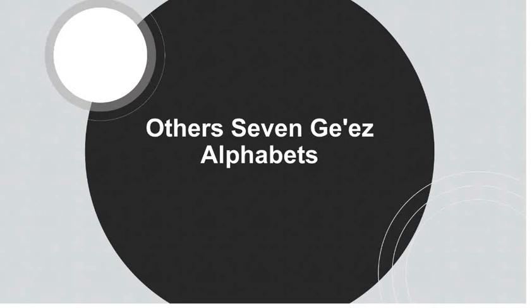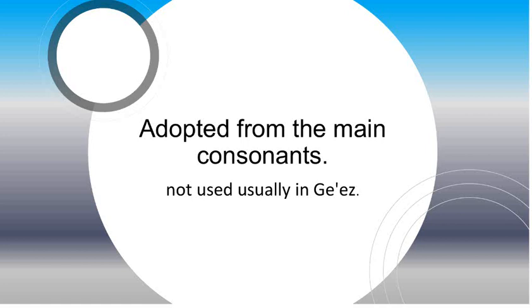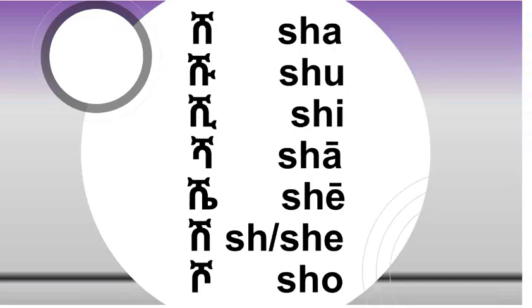In this lesson, we are going to pronounce the other 7 Ge'ez alphabets. These 7 other Ge'ez letters are derived from the original base consonants of Ge'ez scripts. Originally, they were designed for the ancient Ge'ez, but today they are used in Amharic and other modern Ethiopian languages. Let's start from the first one, Sha.